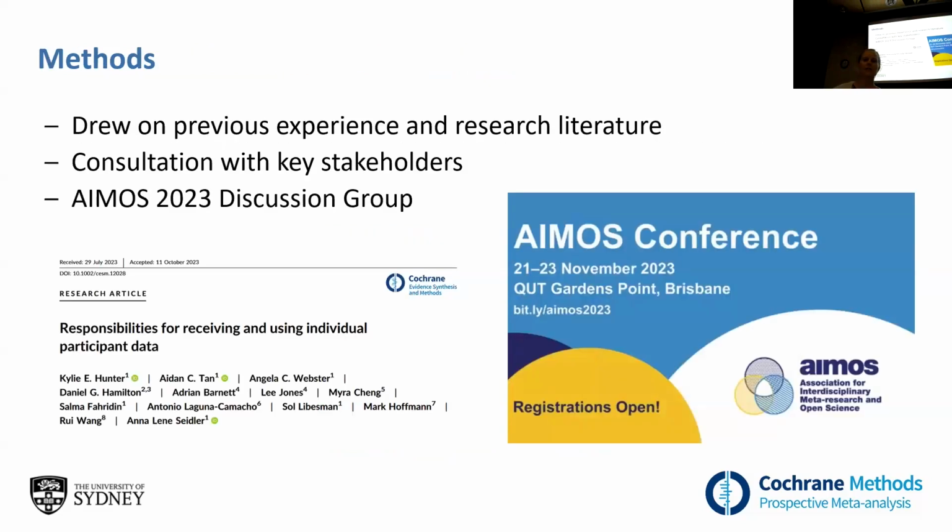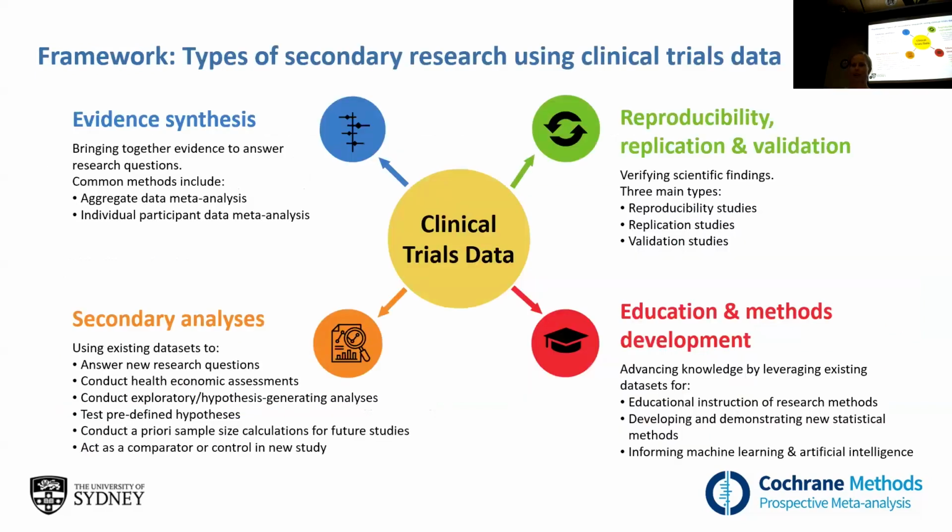So the methods we used to develop this, we drew on previous experience of the team and research literature. We consulted with several key stakeholders, and last year at AIMOS, some of you may have been part of our discussion group, so thank you for your contributions, if you were. So the framework we came up with for types of secondary research using clinical trials data has 4 key scenarios: evidence synthesis, secondary analyses, reproducibility, replication and validation, and education and methods development.